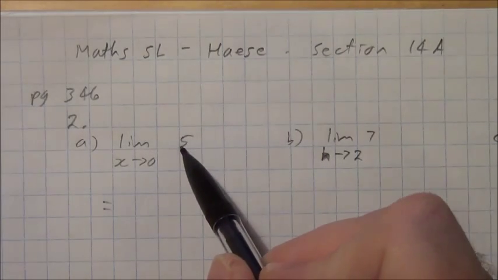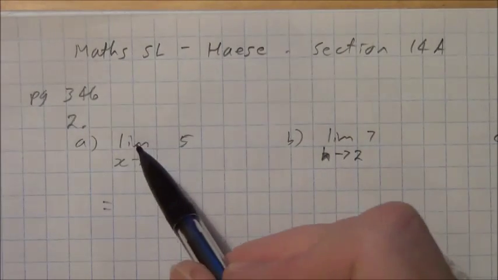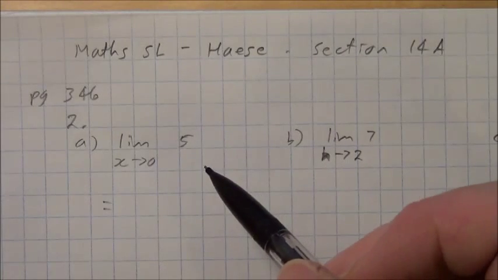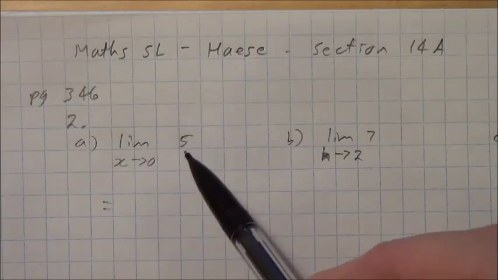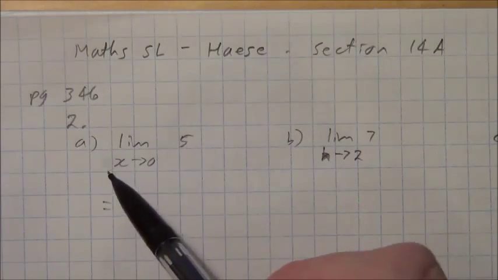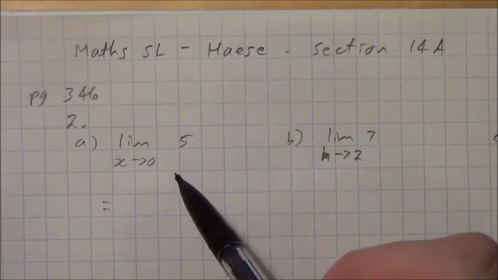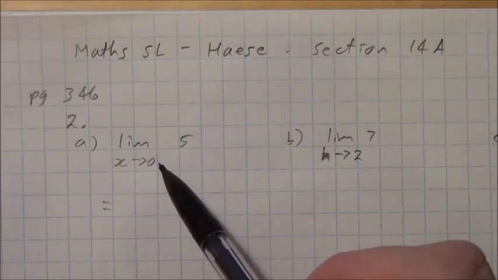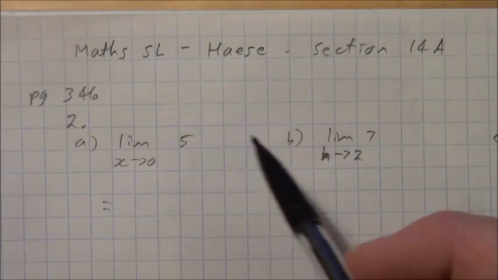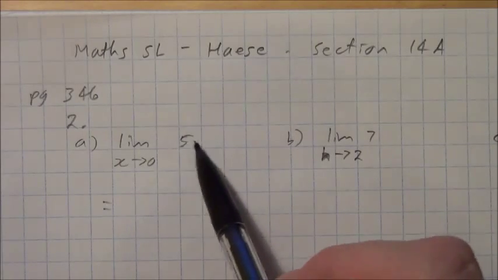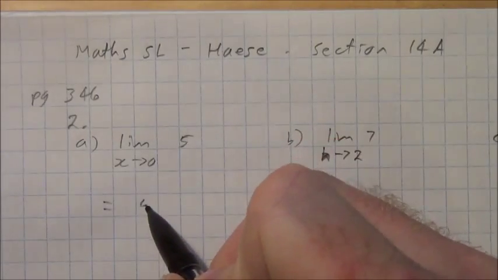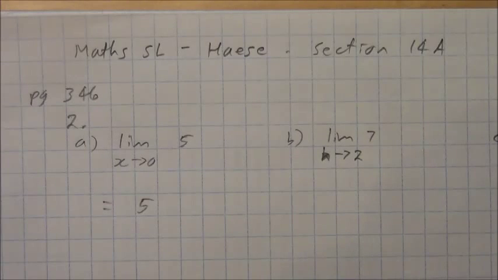Well, since 5 is a constant, the y value, which is what we're trying to find when we find limits, that the function approaches, is 5, no matter where x is approaching. So whether x approaches 0 or some other value, since the function is 5, the limit is itself 5. That's the y value that the graph approaches as x approaches 0.